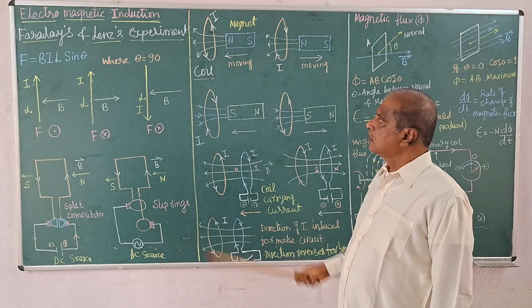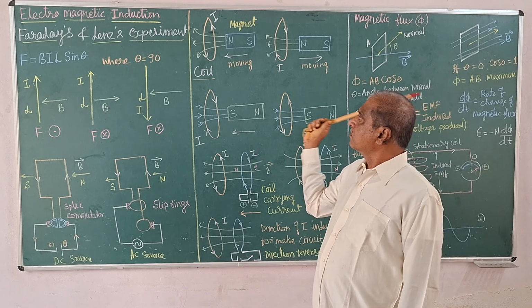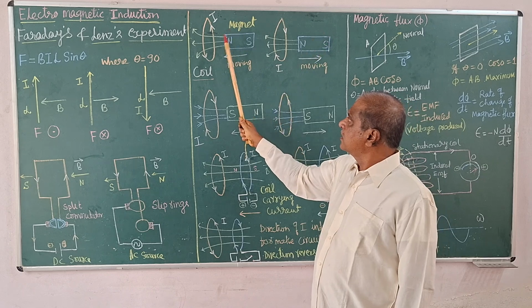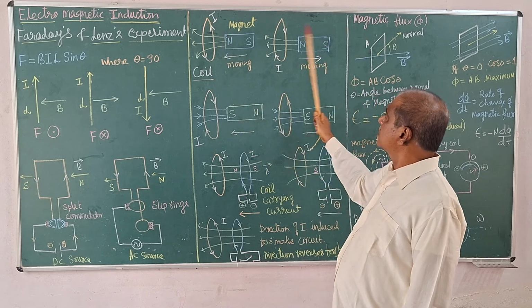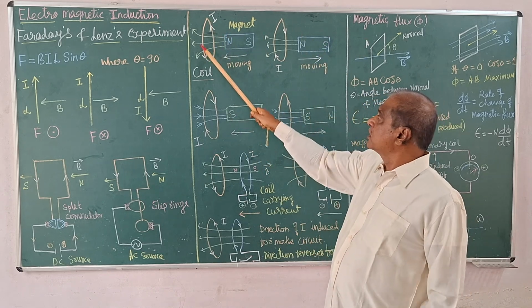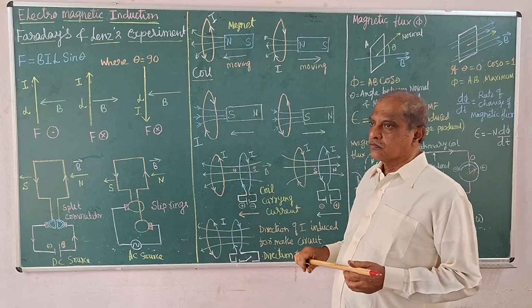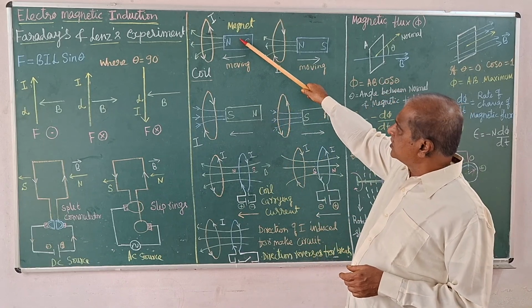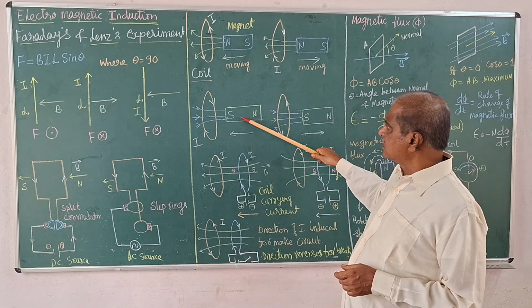Look at that. Oscillation, back and forth. So in this direction, current is there. In this direction, current is induced, but in the opposite direction. This is one experiment. And with the same set of experiments, he repeated this.